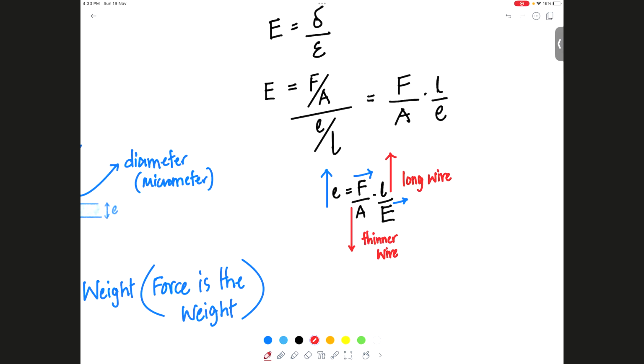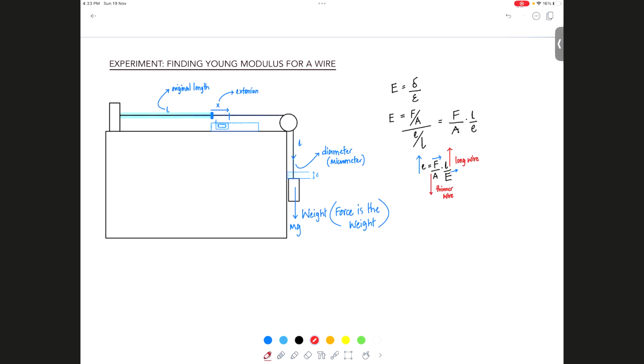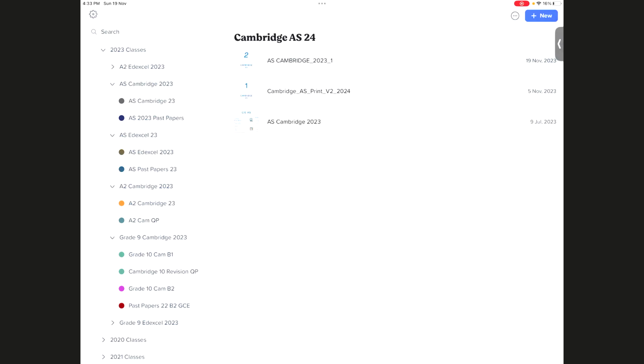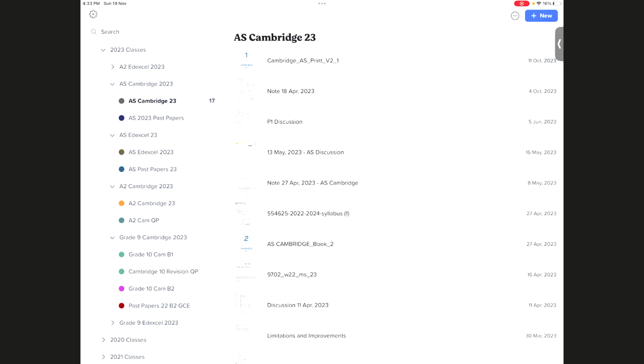Okay, so yeah, there you go. This is the experiment. I'm adding the side note, but that's it. We're done with the materials. If you have any questions, you can let me know.